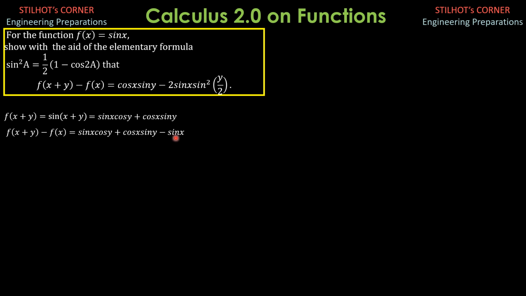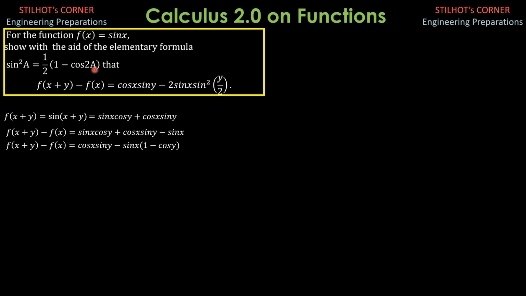We factor out for the first and the third term the common factor, which is negative sine x, and we have quantity 1 minus cosine y. So f of quantity x plus y minus f of x equals cosine x sine y minus sine x quantity 1 minus cosine y for the first and the third term. Then we have this form here.